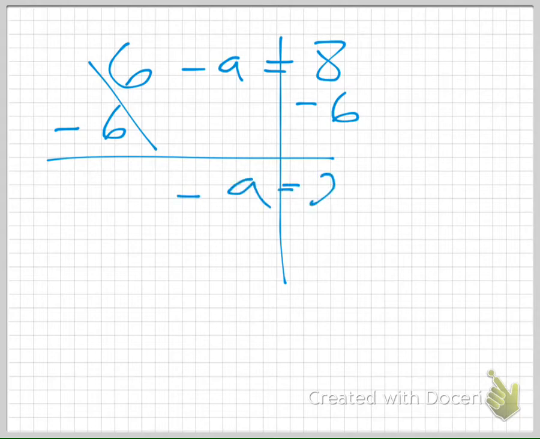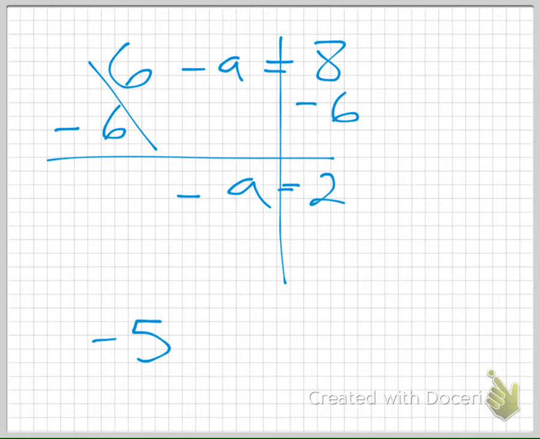negative a equals 2. Now, he's not happy because he's negative. Agreed? He's not happy. He's not alone. He's a negative. He hates that. Do you know how to make him not negative anymore? Here's the deal. If I have a negative 5 and I want to turn that into a positive 5, what could I multiply or divide to turn that from a negative 5 to a positive 5?